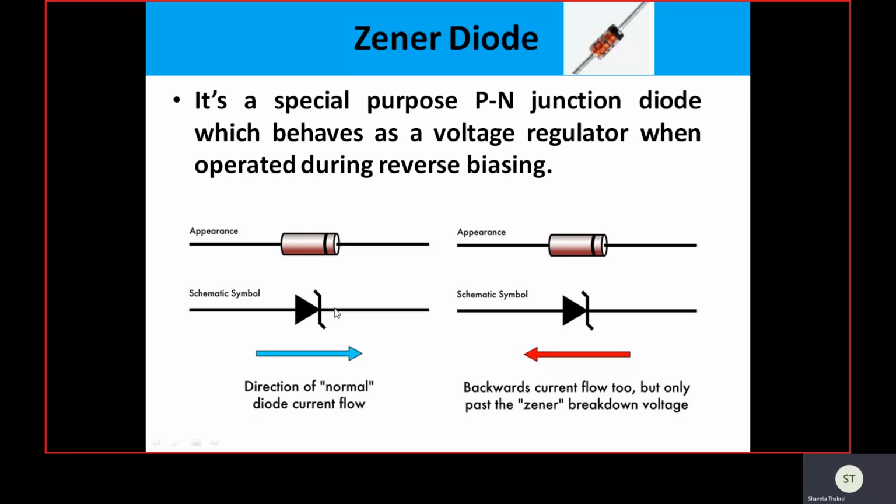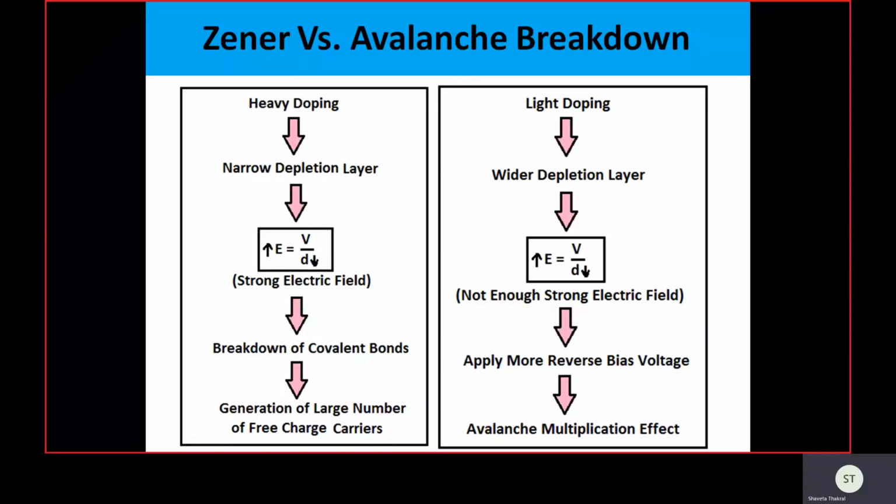In the normal PN junction diode, the symbol has a vertical line, and here the symbol is Z. That is the difference between the symbol of the normal and the Zener diode. It is a property of the Zener diode that it supports current flow in both directions: the normal diode current flow, as well as backward current flow, but only past the Zener breakdown voltage.